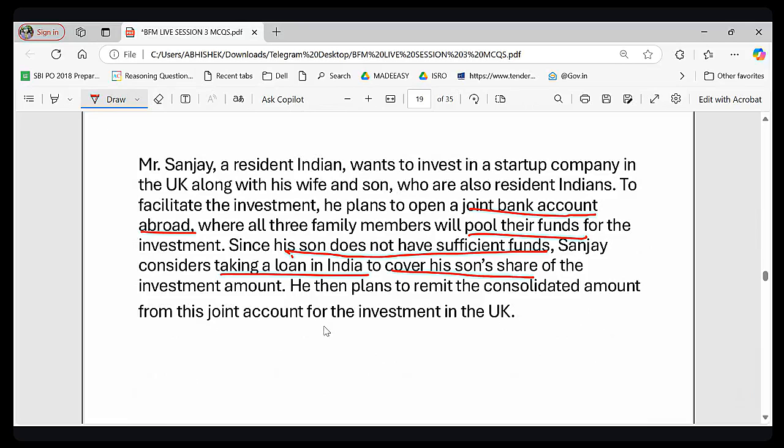He then planned to remit the consolidated amount for the investment, right? I have highlighted and underlined the key point which you need to know: invest in a startup company with his wife and son. Please take a screenshot of this slide, because 2 to 3 questions will be based on the same scenario.